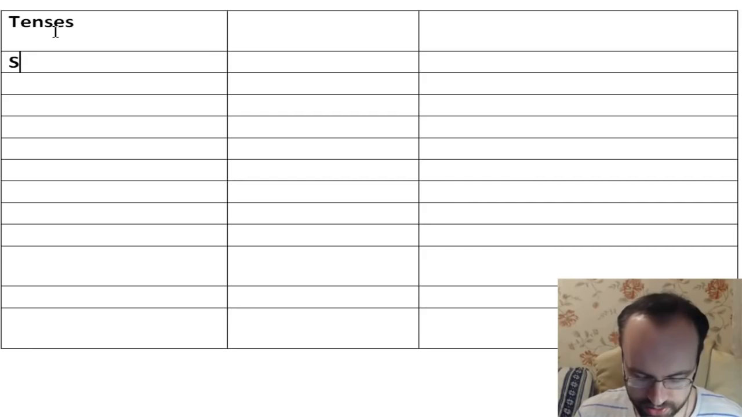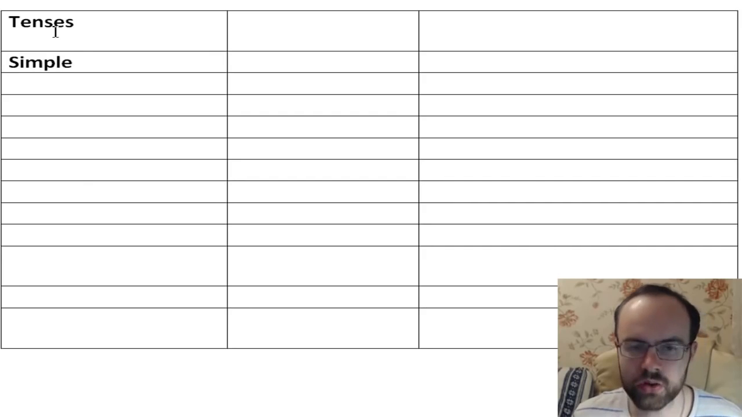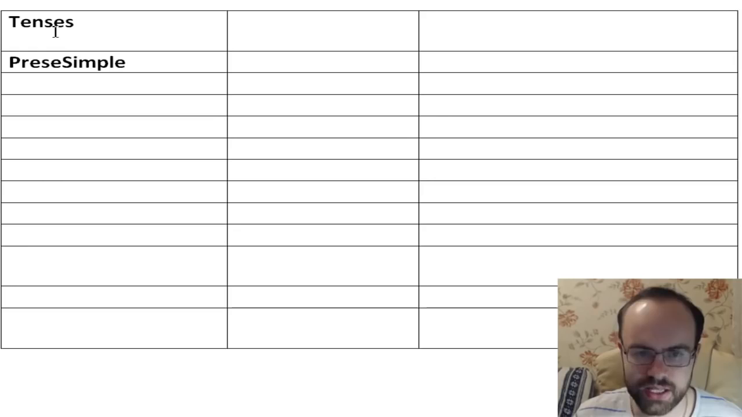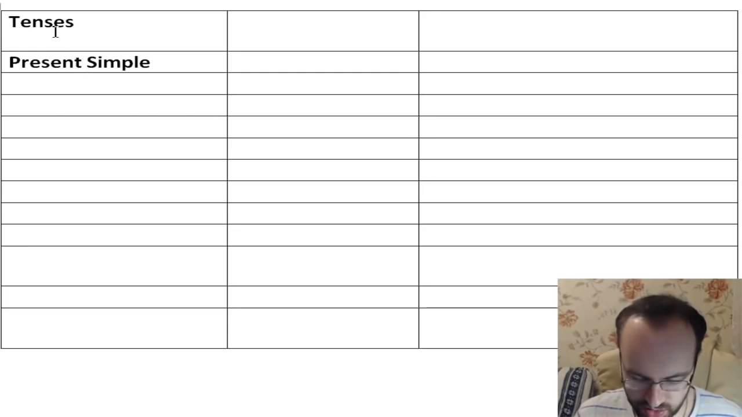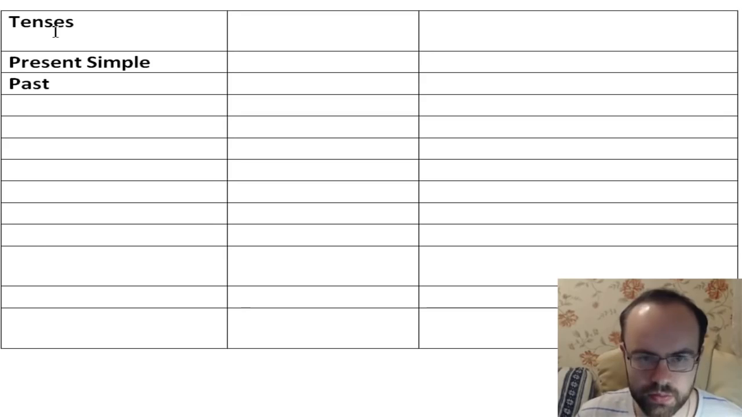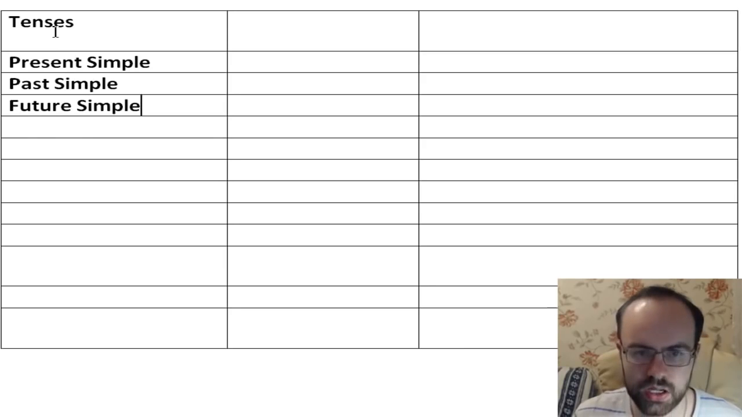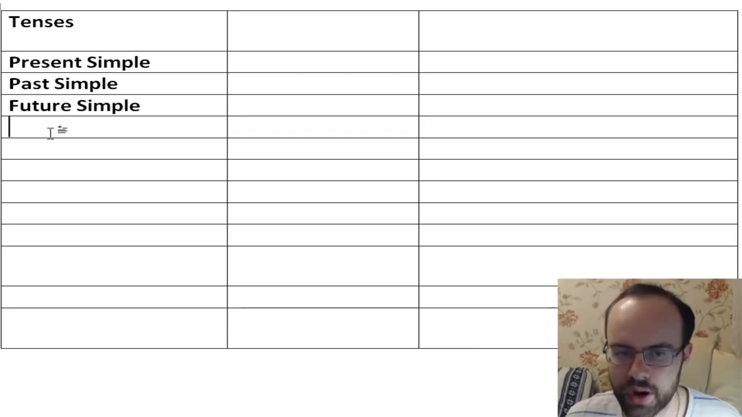Okay, so first we're going to talk about simple tenses. So we call this group simple. So you can say it: present simple, past simple, and future simple.